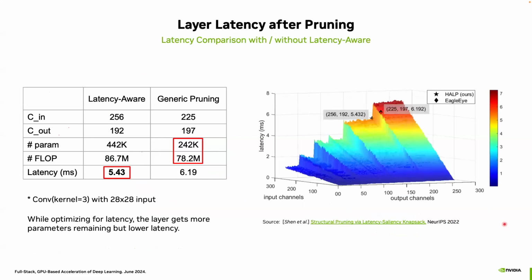And here we show an example layer from ResNet-50, and how the latency looks after pruning with different pruning algorithms. As you can see, with latency-aware pruning, which considers the latency characteristics of the GPU during pruning, we get a lower latency compared to generic pruning. And we also get more parameters remaining, so it's highly likely that our model will get higher accuracy.